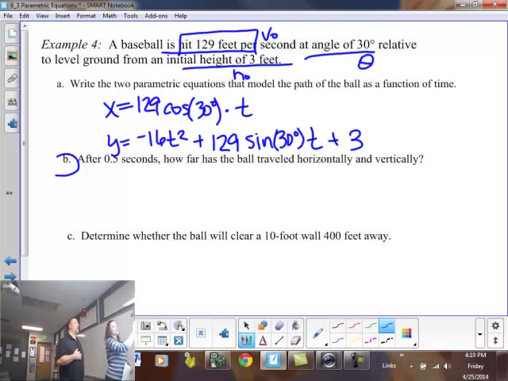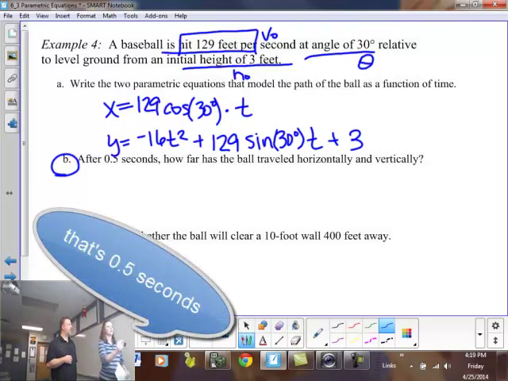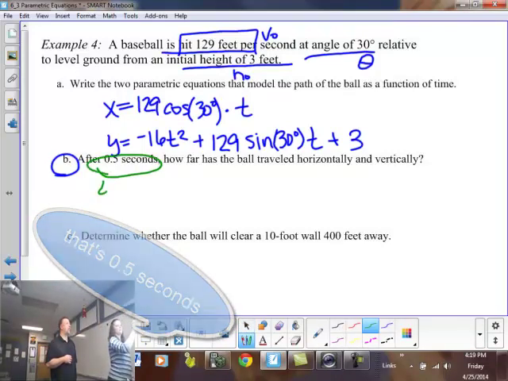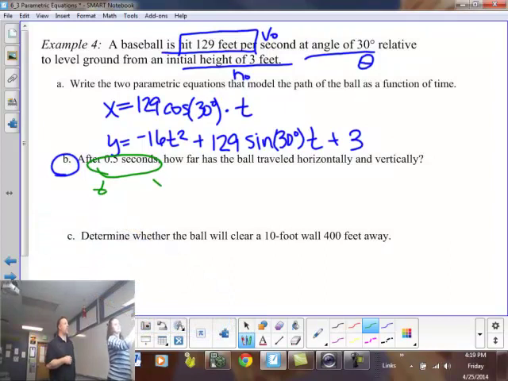All right, so let's make sure we have an understanding of this. After 0.5 seconds, I should be able to figure out how far the ball's traveled horizontally and how far it's traveled vertically, because this 0.5 seconds is simply time. That's our t, that's our parameter. So if I want the horizontal traveled distance, I just plug in 0.5 to my t.